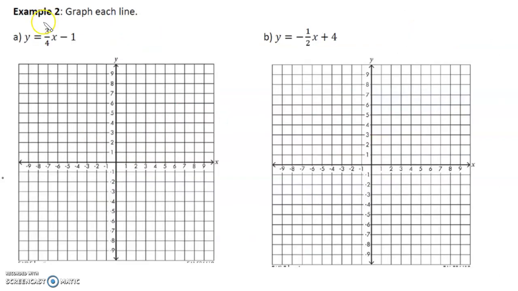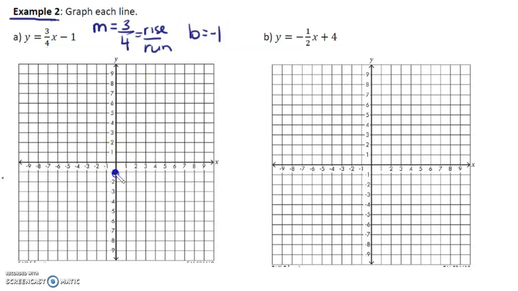Same thing, example 2, it says graph each line. So this time it doesn't actually tell you to do the legwork behind everything, but it's always good if we do, because then our answer is organized. So we're going to state the slope, which is 3 over 4, which is the rise over the run. We're also going to state the y-intercept, which is negative 1.